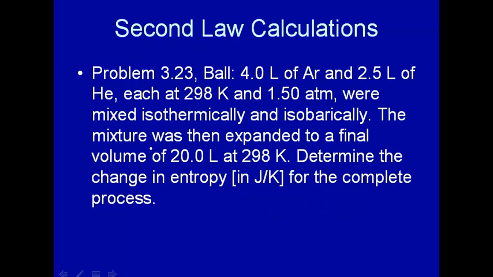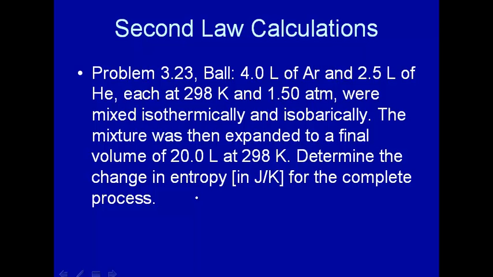Okay, so let's do a problem to illustrate what we've just done here. This is problem 3.23 of Ball. We have 4 liters of argon and 2.5 liters of helium, each at 298 and 150 atmosphere. They mix isothermally and isobarically. So constant temperature, constant pressure, just like we talked about in the previous slide. The mixture was then expanded to a final volume of 20 liters at 298. Determine the change in entropy for the complete process.